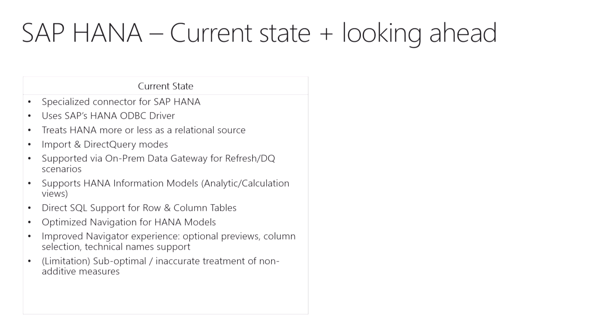It enables you basically to consume the information models, so analytic and calculation views. And it offers both import and direct query modes. Now, we're primarily treating HANA right now as a relational data source. So some of the concepts there in the SAP HANA source, we're not fully reflecting them in Power BI today. A couple of examples would be things like hierarchies. So we don't bring any hierarchy information through because we're just consuming tabular outputs through those views.